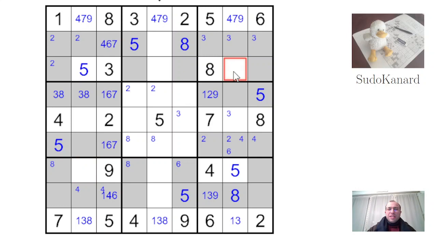So why is it interesting? Because this cell sees all of those cells. So the digit here must be different from all those digits, and it must appear somewhere in the extra region. So it must be in one of those cells. But this digit is different from 8 and 5, so it must be the same as this. So that's quite interesting. And there's something similar here.